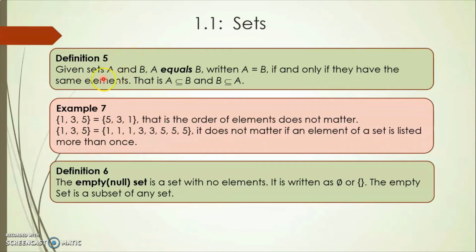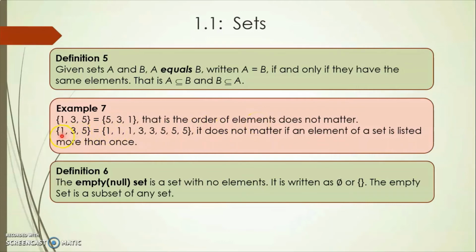Definition 5. Given sets A and B, A equals B if and only if they have the same elements. So A equals B, meaning A is a subset of B and B is a subset of A. For example, {1, 3, 5} equals {5, 3, 1}. The elements are the same, but the difference is the order of elements.